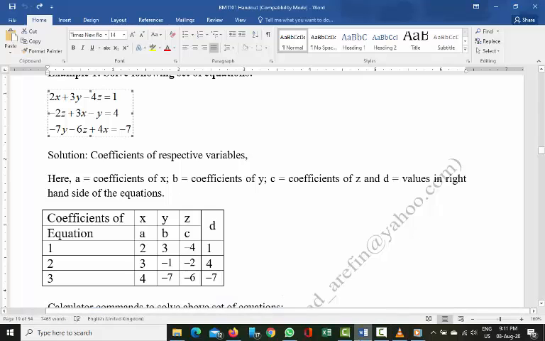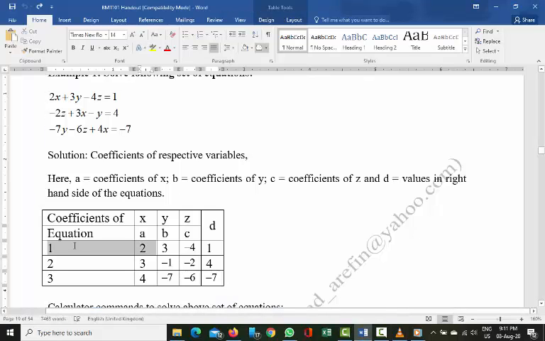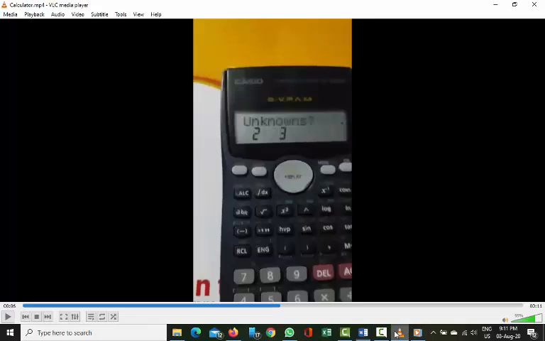So here, the value of A in the first equation, A1, means A is this and 1 means equation 1. So what is the value of A in equation 1? The value of A in equation 1 is 2. So you will press 2 in your calculator, and then press equal.